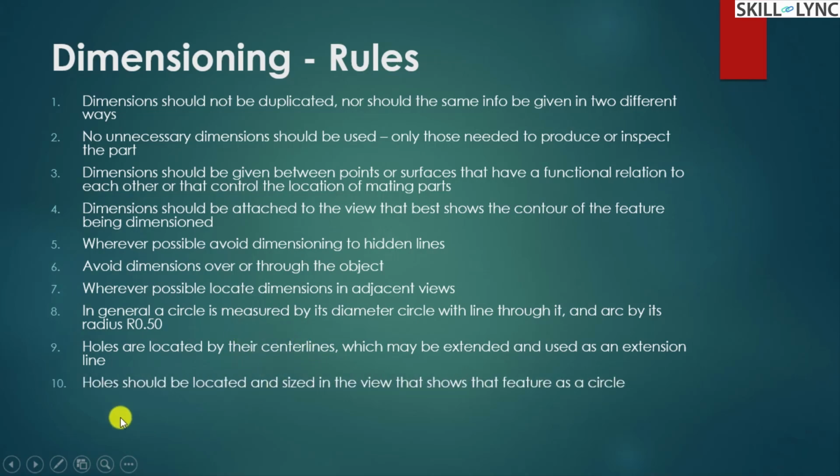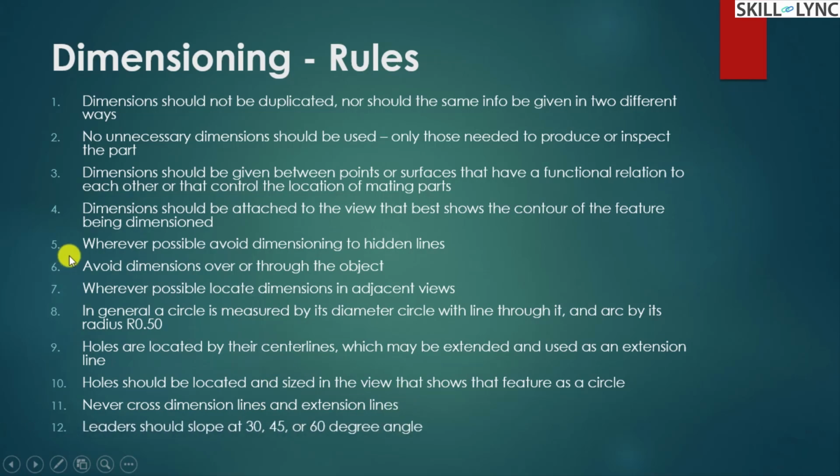So next is, the hole should be located and sized in the view that shows the feature as a circle. It should not be dimensioned to a feature that is shown as a hidden line. So only in those views where the hole is clearly visible as a circle should it be dimensioned. Next, always ensure that you do not cross the dimension lines, extension lines or the leader lines.